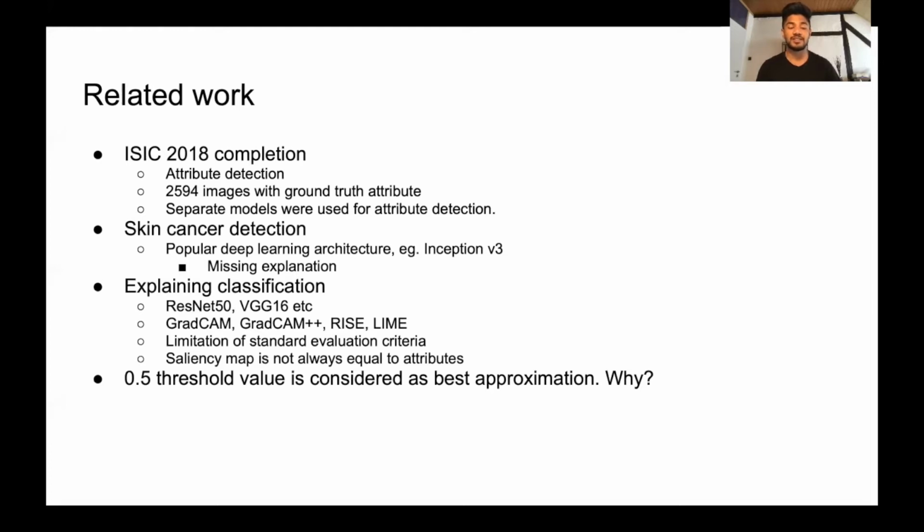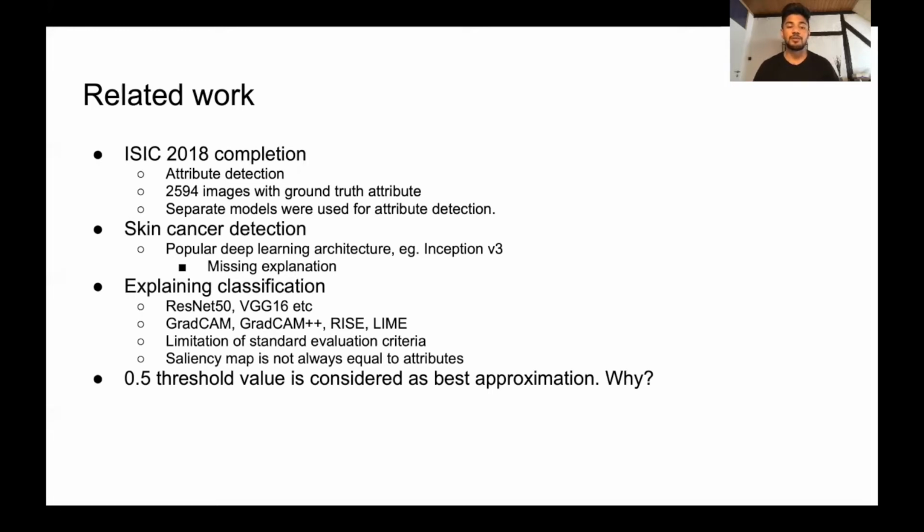There are other researches on skin cancer detection. For example, Inception version 3 was used for skin cancer detection, which is similar to our task, but they were more on image classification or cancer detection. These researchers came out with very good results. However, this research doesn't explain why this kind of classification happens. What is the explanation behind the classification?